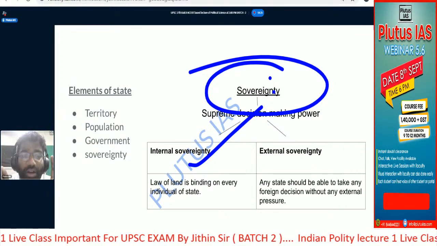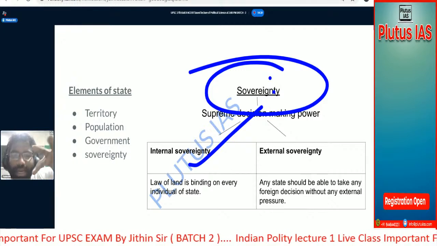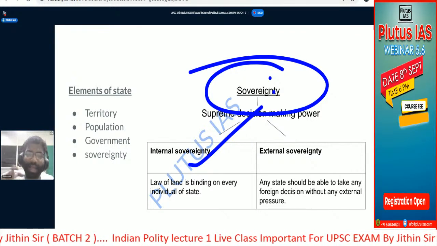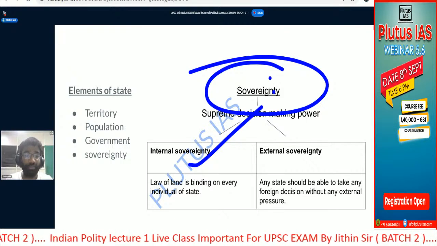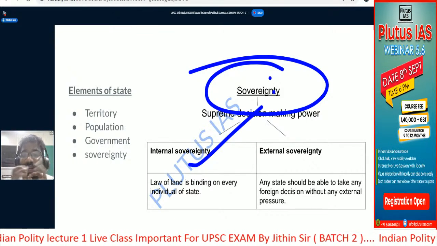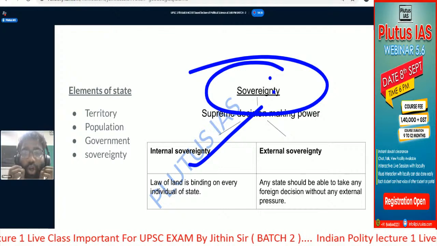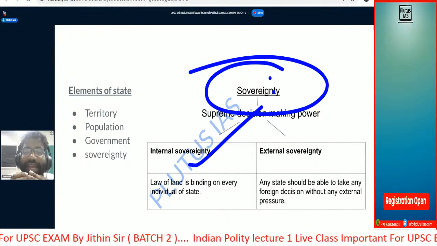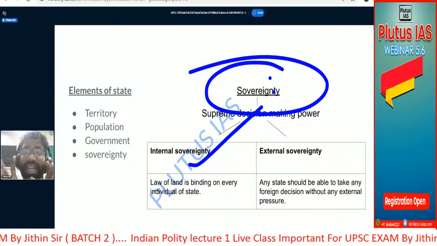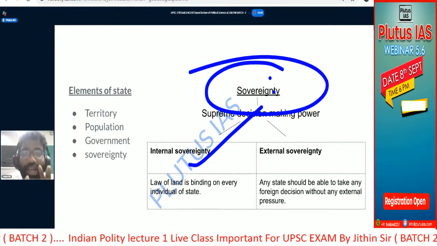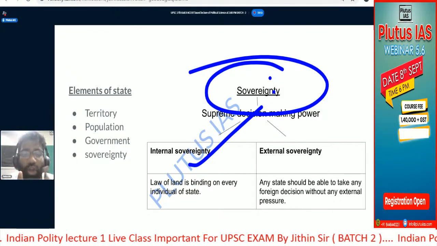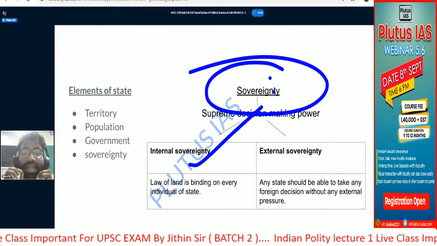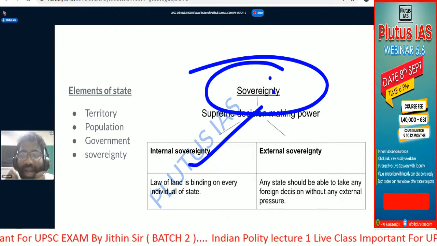Number one, internal sovereignty. Internal sovereignty, that is within the territory of India. Internal sovereignty means law of this land. Any law given by the Constitution of India is applicable to every individual of this country. That is law. Every individual is covered under this law.